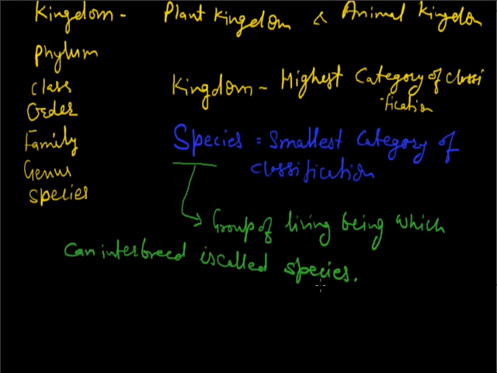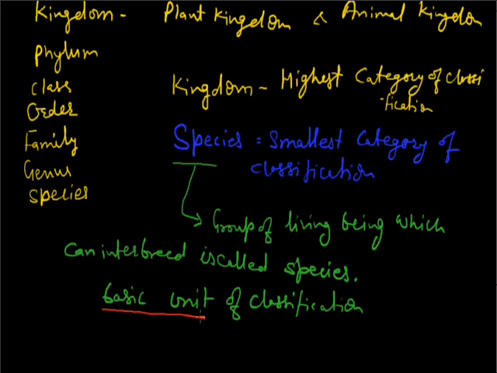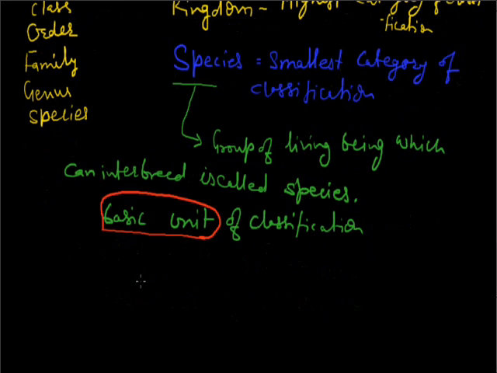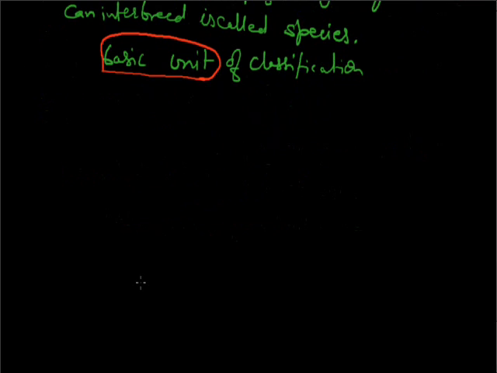So, species is the basic unit of classification. It is the basic unit of classification. In any classification, species is the basic unit. So here we discuss species. It is the basic unit of classification. In the case of animals as well as in the case of plants, the basic unit of classification we call the species. Now we discuss the nomenclature.